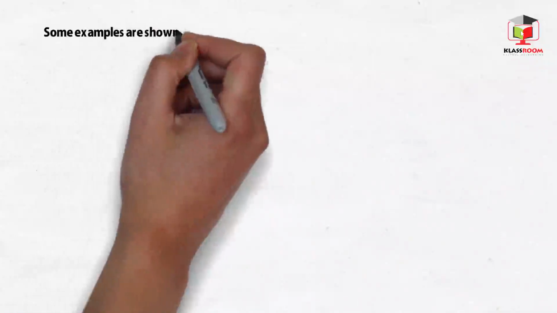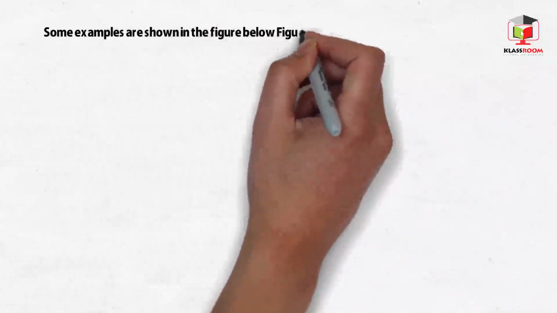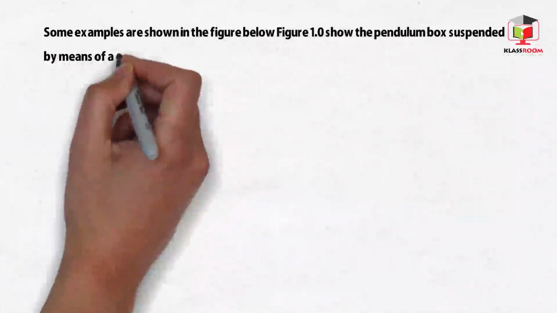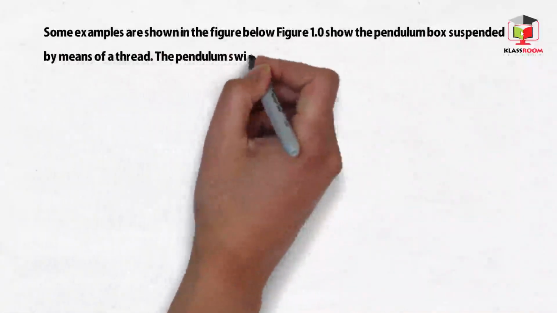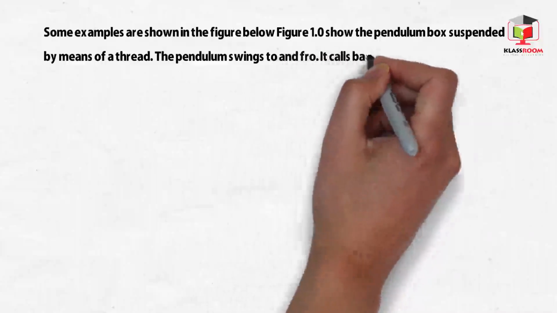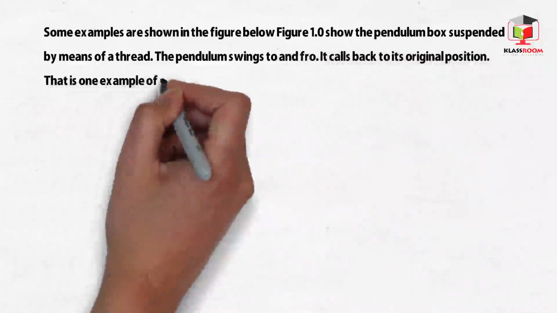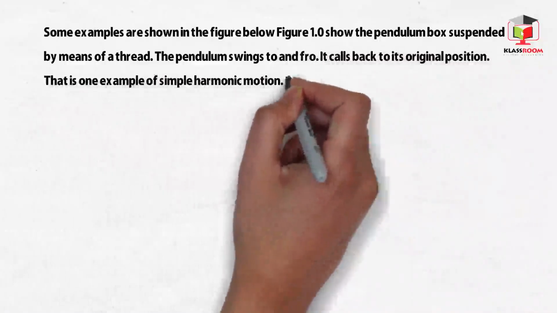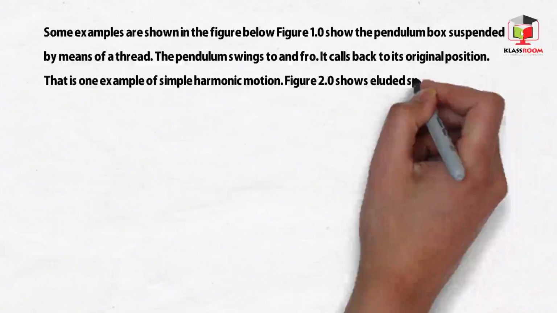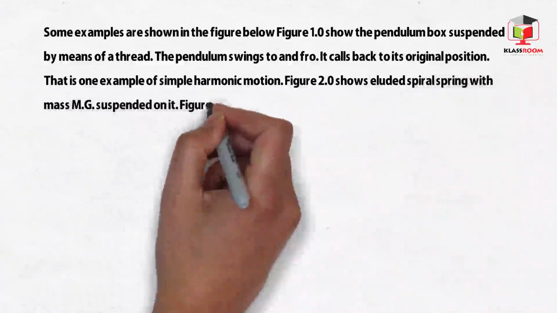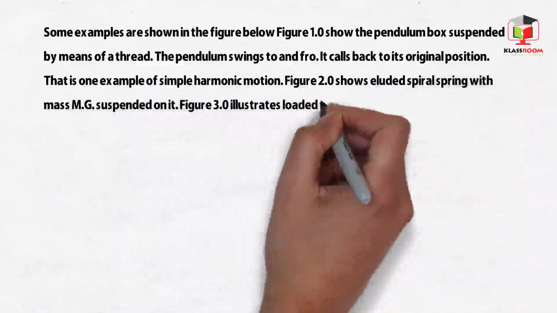Figure 1.0 shows the pendulum bob suspended by means of a thread. The pendulum swings to and fro. It comes back to its original position. That is one example of simple harmonic motion. Figure 2.0 shows a loaded spiral spring with mass mg suspended on it. Figure 3.0 illustrates a loaded test tube swinging in liquid.